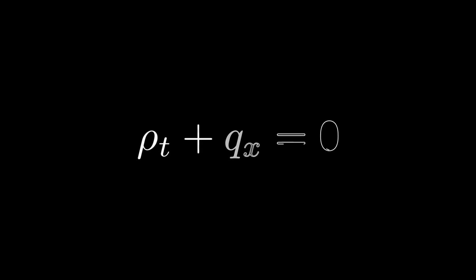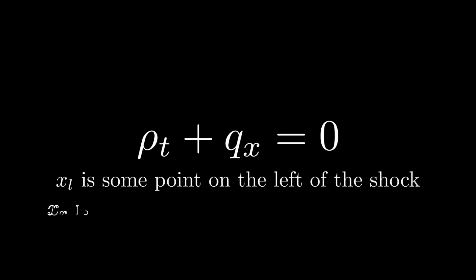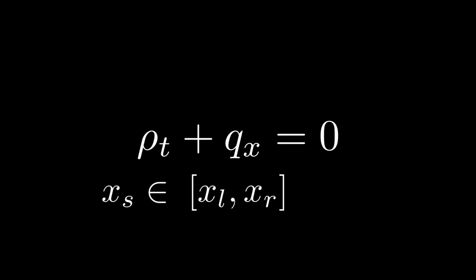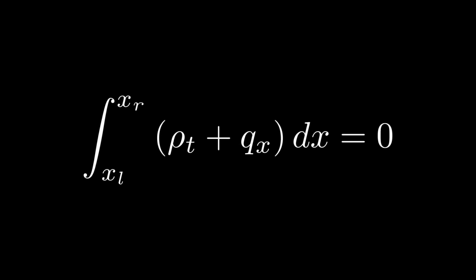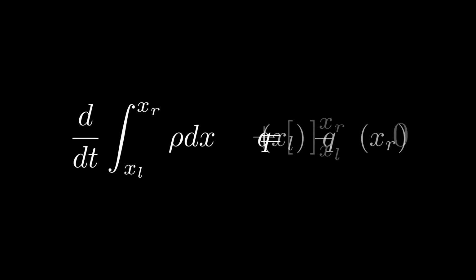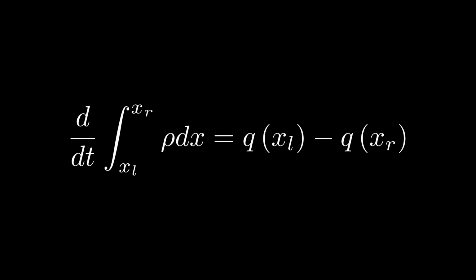The Rankine-Hugoniot condition starts from the conservation equation. Let x l be some point left to the shock and x r be some point right to the shock. So x s is in the interval x l and x r. We're going to integrate along this interval passing by the discontinuity. So let's split the integrals. Via the fundamental theorem of calculus, we can exchange the order of integration and differentiation on the left term. The right term is going to be the difference in flux before and after the shock wave.